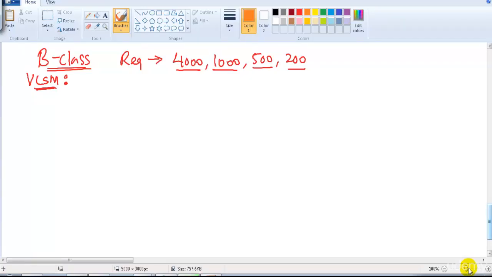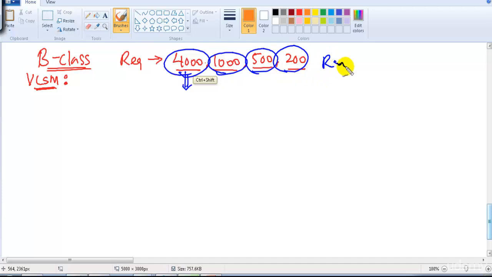So let's go with some more VLSM examples here with some B class requirement. In this example, I'm not going to use the complete step-by-step method. I'm going to use a shortcut method. My requirement here is a network size with 4000 hosts, 1000 hosts, 500 and 200 hosts.